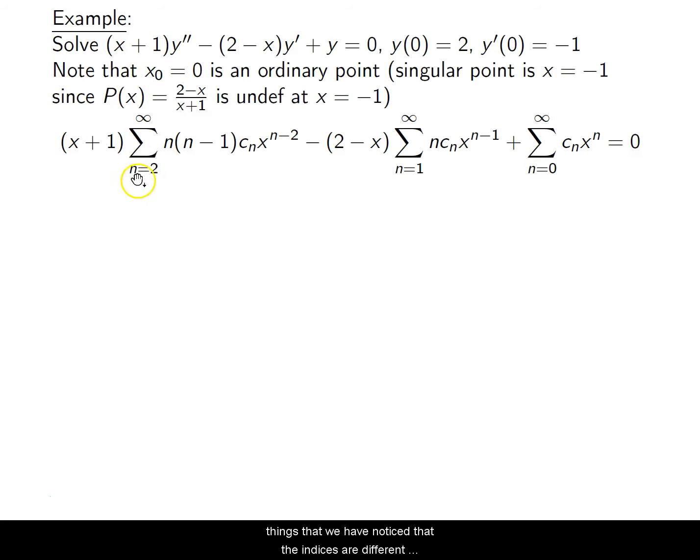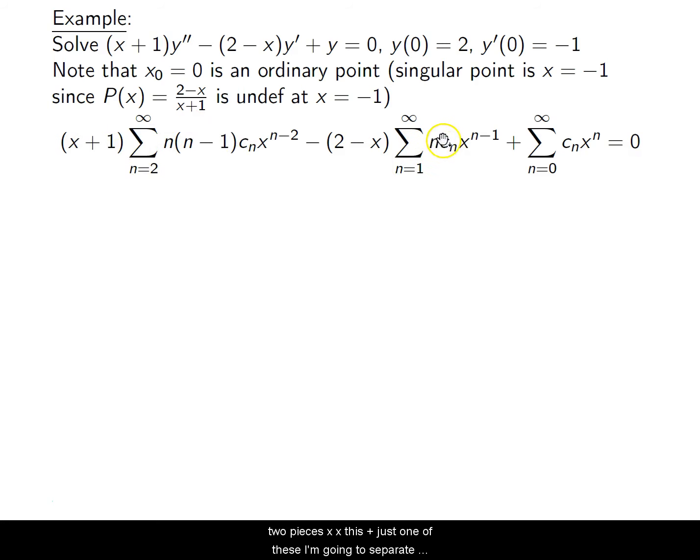Notice that the indices are different for everything. n is 0, n is 1, n equals 2. And the indices on the powers of x are also different. Okay, so before I start trying to get the indices to match up and combine my series and all that kind of stuff, I want to simplify these coefficients, okay? Meaning that I'm going to separate this into two pieces. x times this plus just one of these.